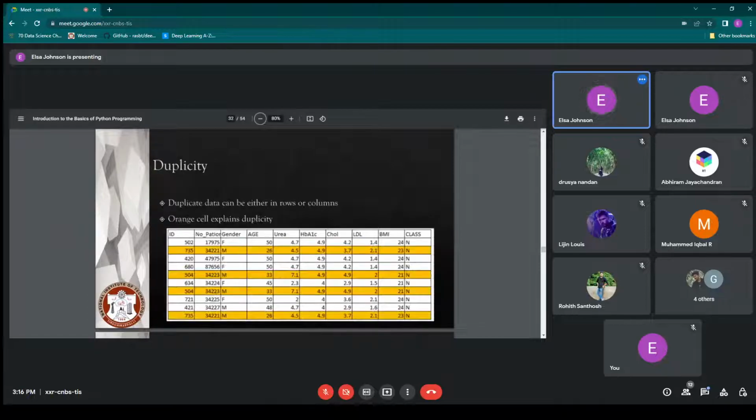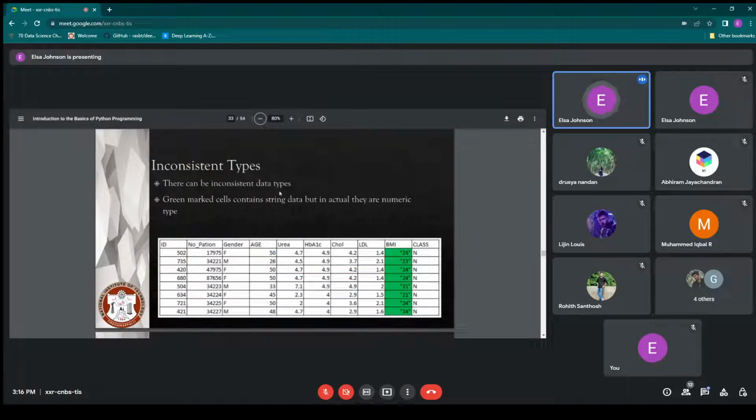Next one will be duplicity. Duplicity means that some of the entries might be duplicated. Here I have marked them as orange cells. In this particular data, these cells have been duplicated. So duplicate cells need to be removed. It can be either in rows or columns.